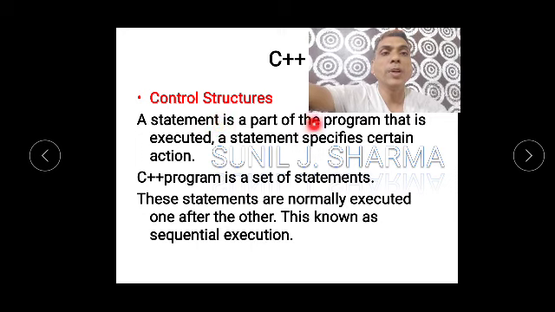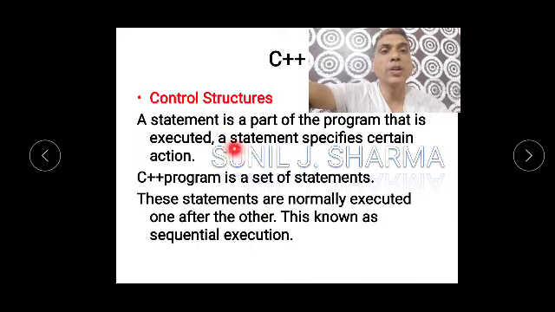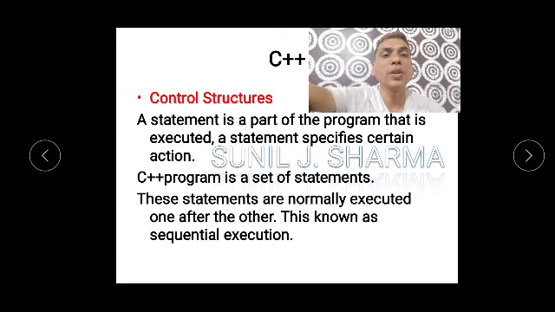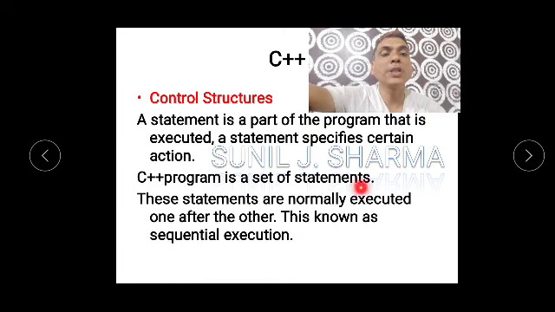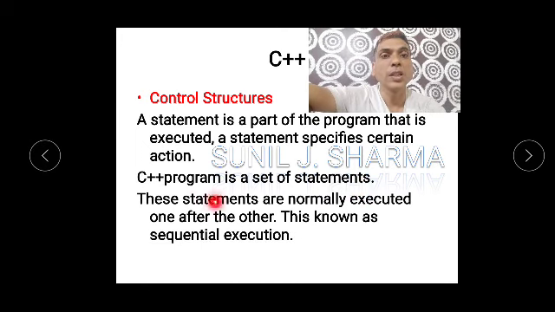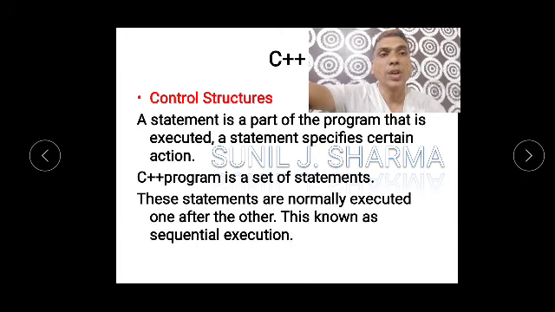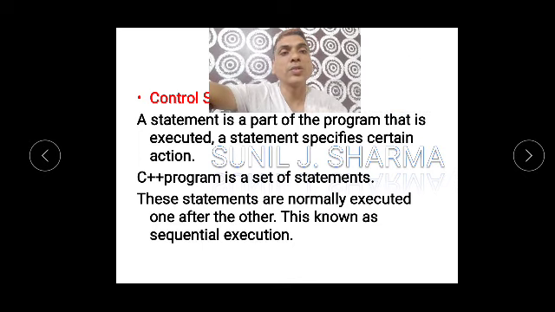A statement is a part of the program that is executed. A statement specifies certain actions. So whatever instructions we write, that also is known as a statement. Okay, a C++ program is a set of statements. Statements here indicate instructions. These statements are normally executed one after another. Therefore, this is known as sequential execution. That means one step, then the second instruction, then the third instruction, and so on.